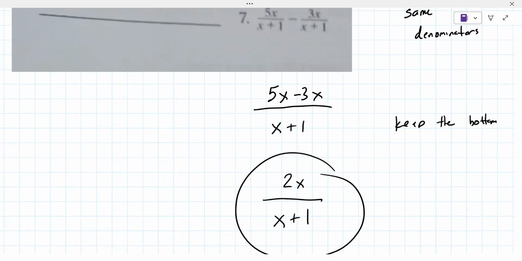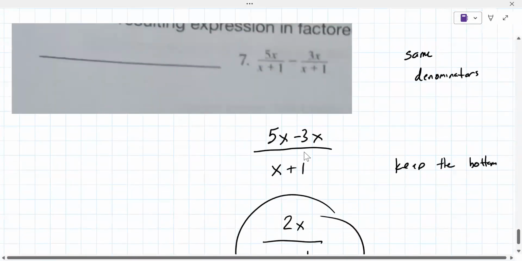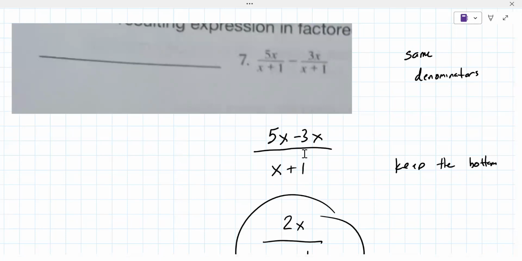Now, very important for me is that you talk me through what we did in this problem. Just tell me as much as you can so that I can gauge your understanding. You don't have to know why, you just have to say, here's what we did. So we put them on one line, 5x minus 3x. So we combined them over x plus 1. And then we solved 5x minus 3x, and then we have 2x over x plus 1.